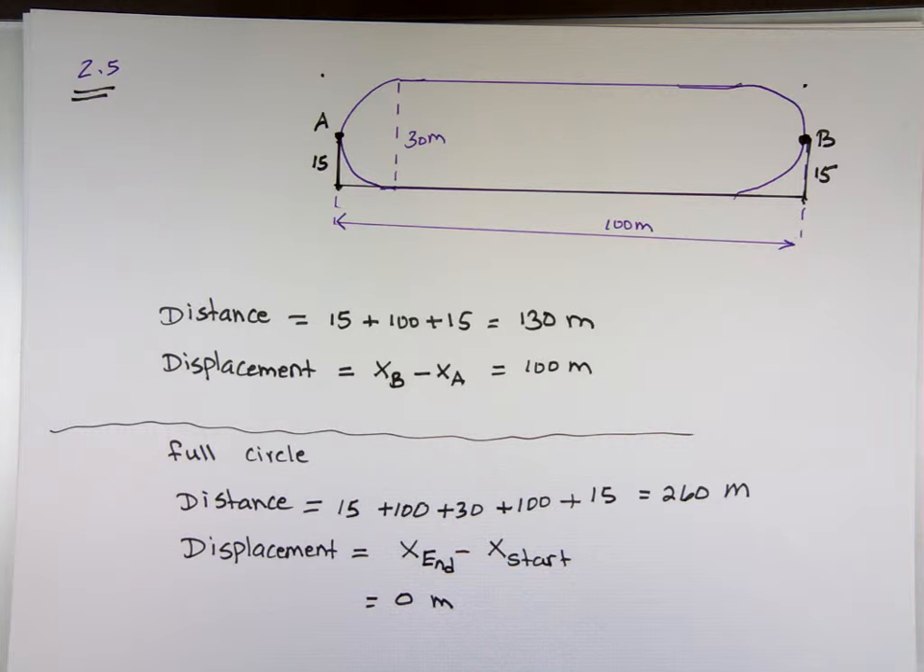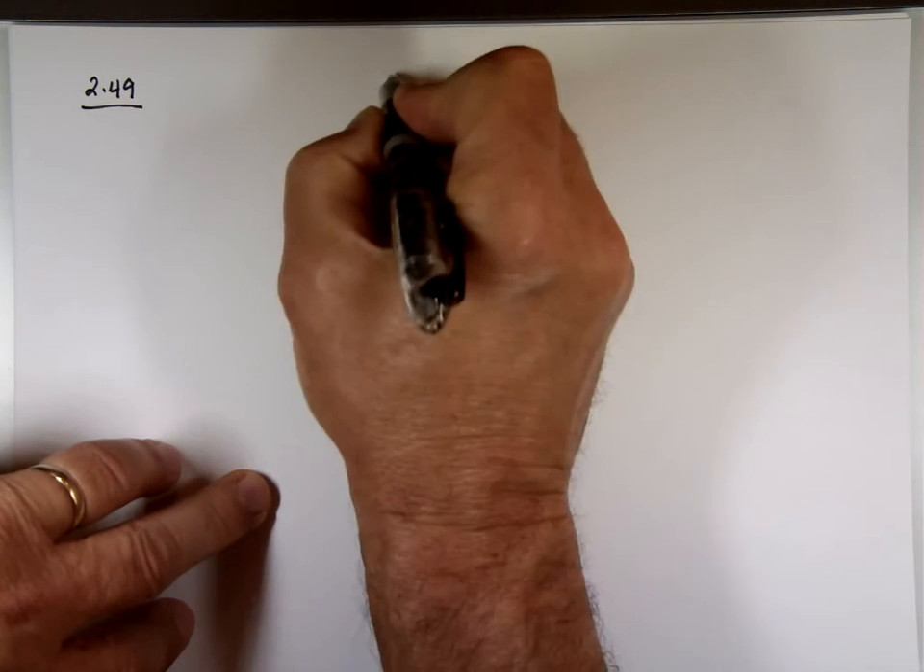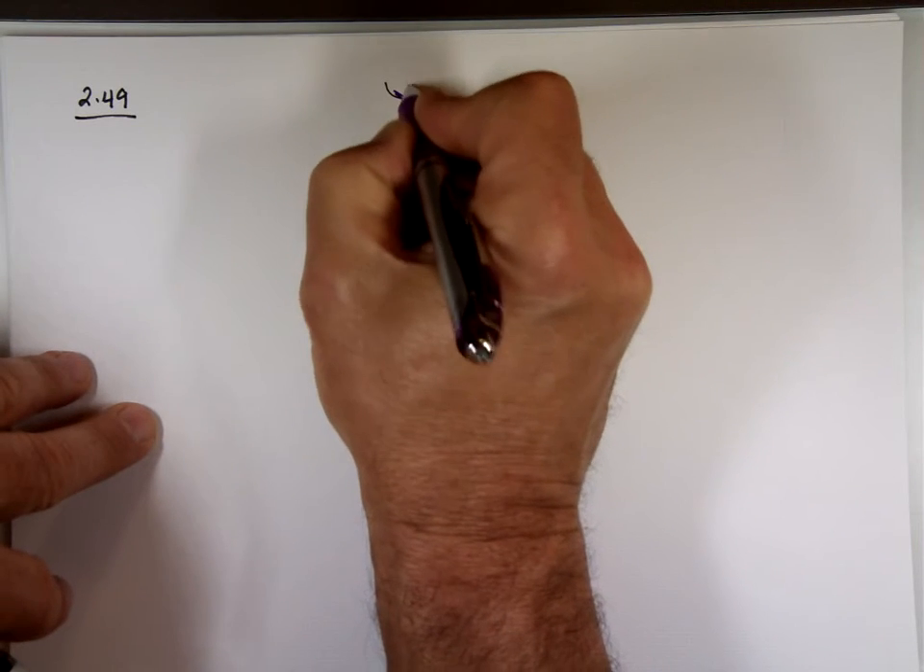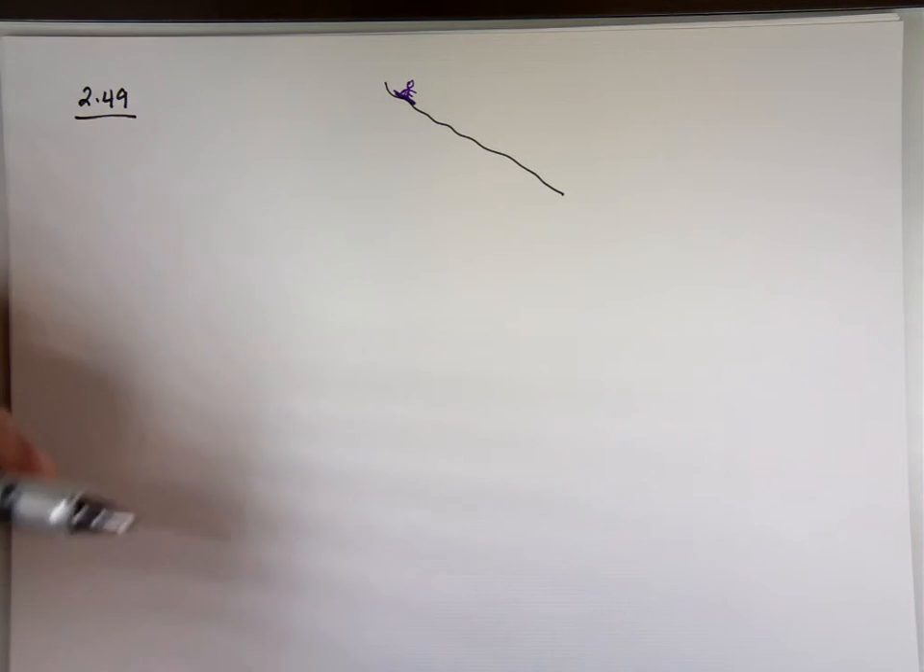Let me find the other question, number 49. A child slides down a hill on a toboggan with an acceleration of 2 meters per second. So there's my hill. And there's the child on a sled, toboggan, whatever it is. Here we go. He or she is coming down.